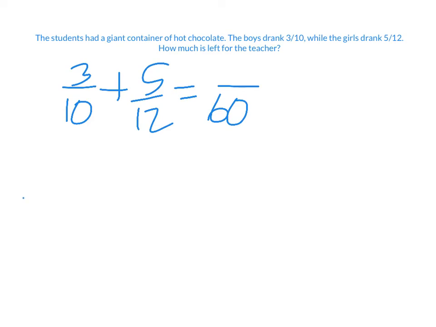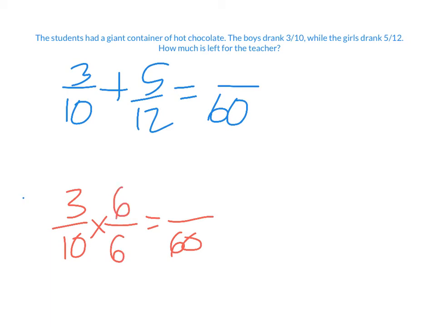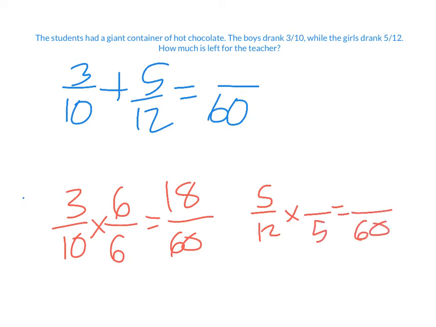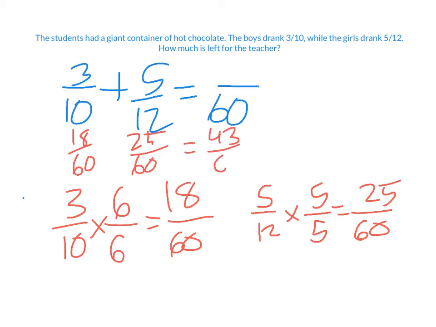From here, I do 3/10 times something equals something over 60. 10 times 6 is 60, so 6 on the top for 1 whole. So I've got 18 there. Then I've got 5/12 times something equals something over 60. 5 times 12 will give me 60, so 5 on the top for 1 whole. 25. So then I've got 18 60ths and 25 60ths, and that will give me a total of 43 60ths.